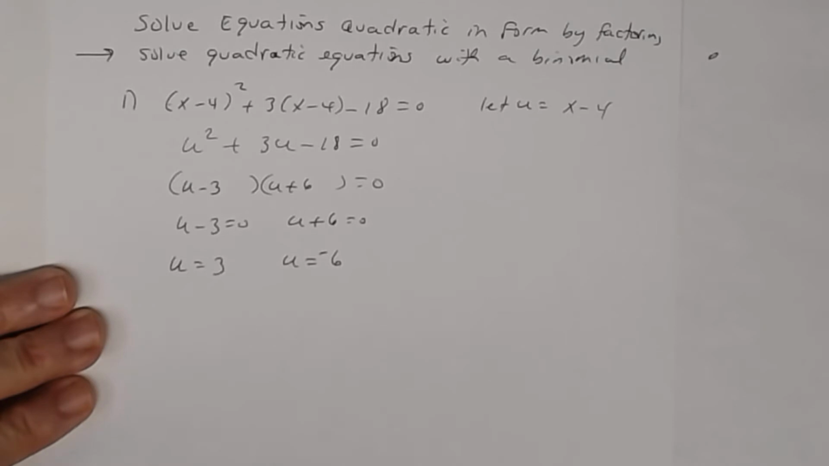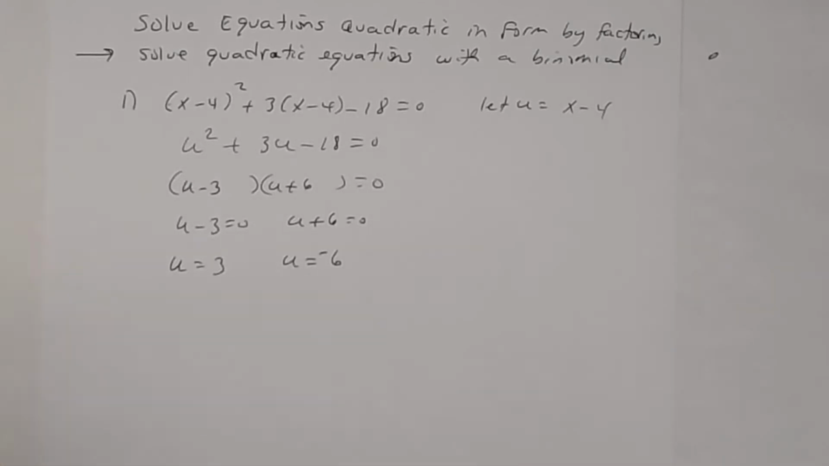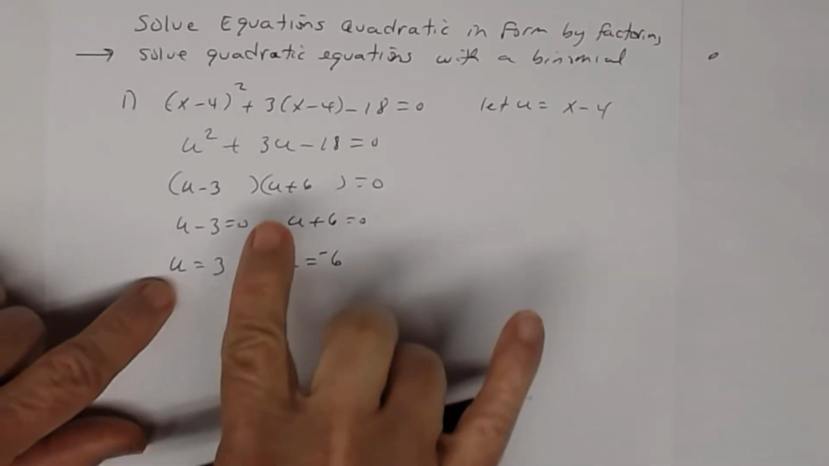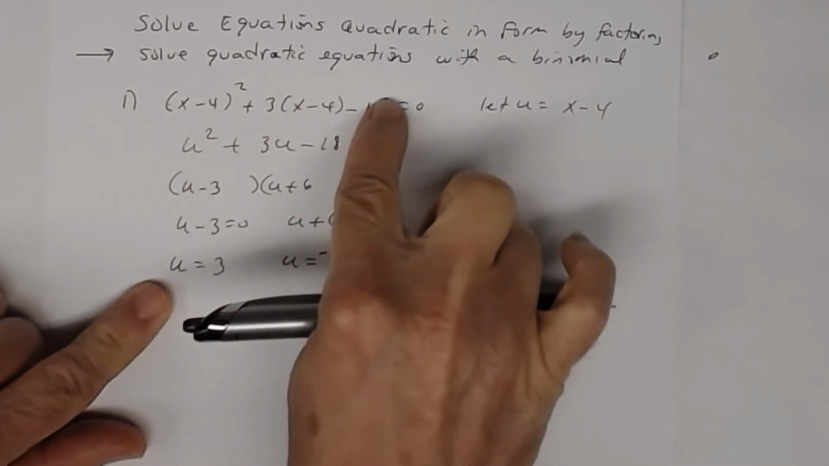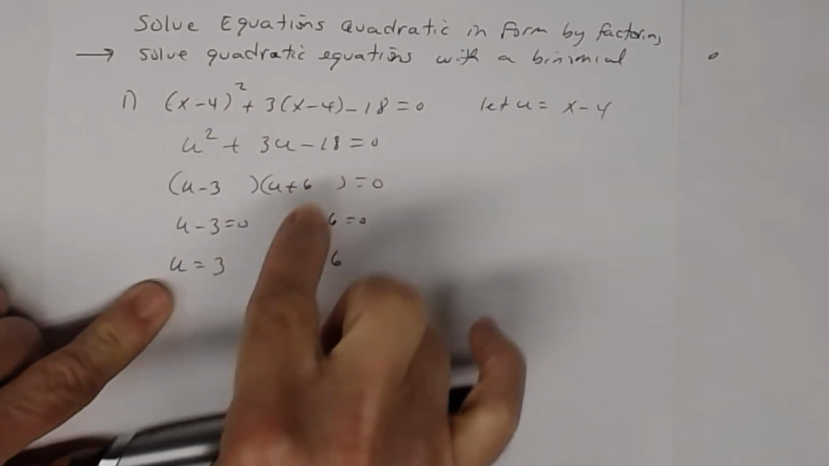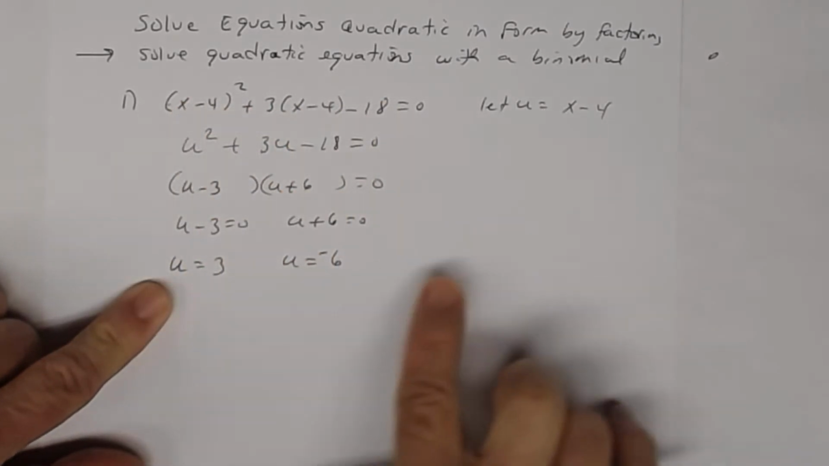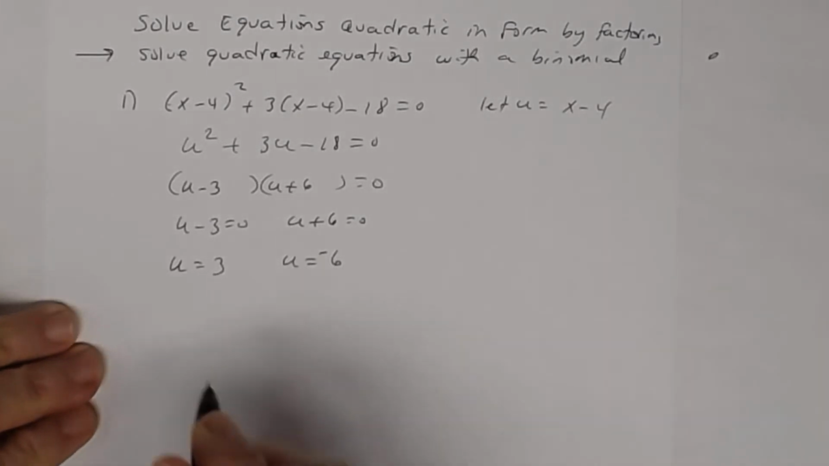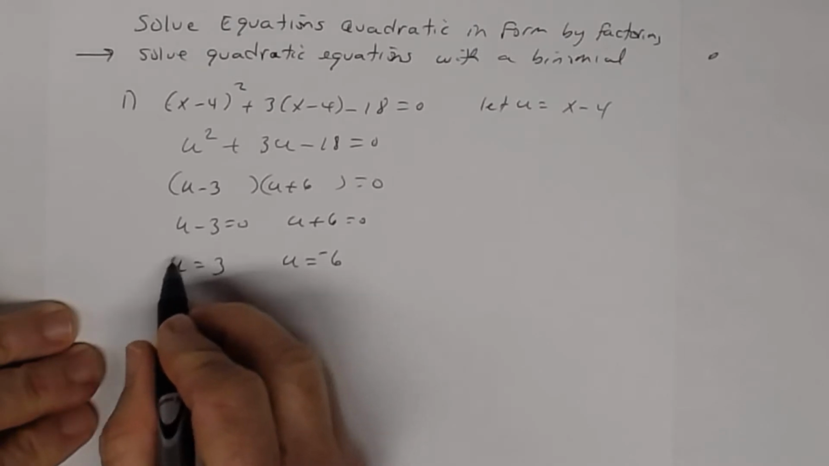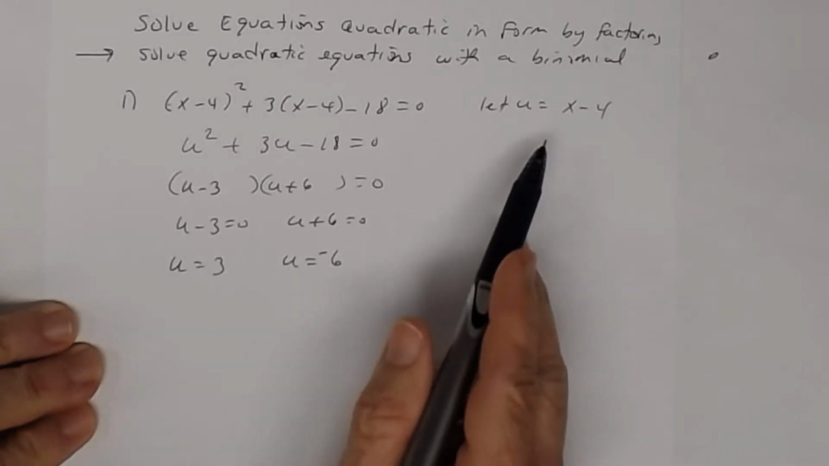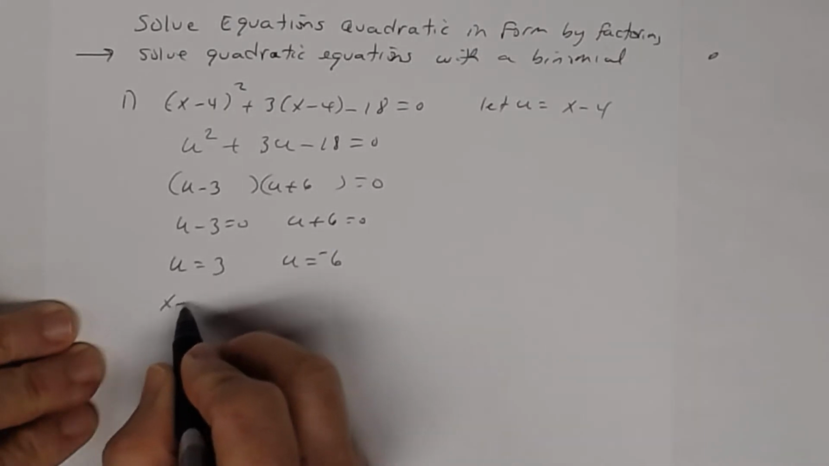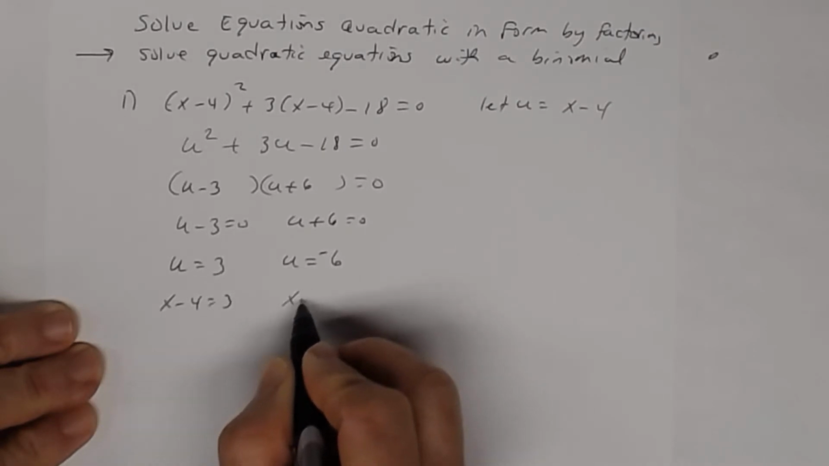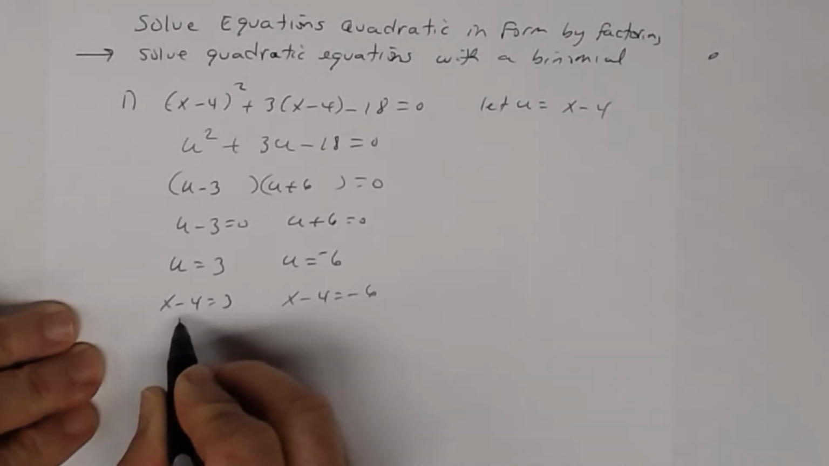Now be careful. Just like in a previous lesson, you need to solve the original equation, which had the variable x. This is a variable u, so you got to resubstitute now. And watch how simple this is. When you resubstitute, remember, what did we let u equal? We let u equal x minus 4. So I get x minus 4 equals 3, x minus 4 equals negative 6, and you just solve for x.